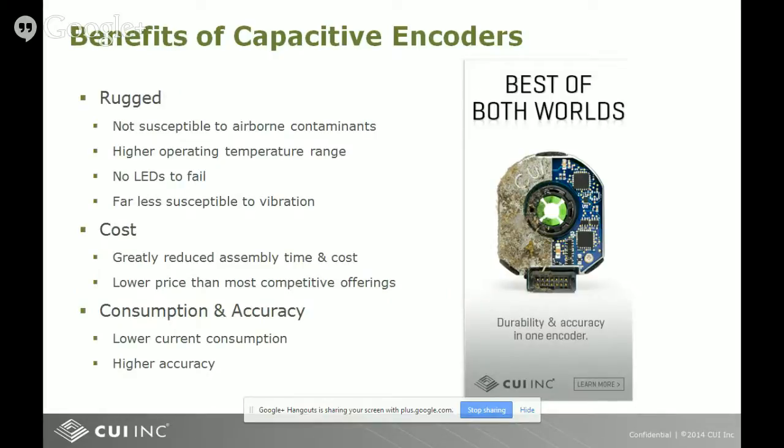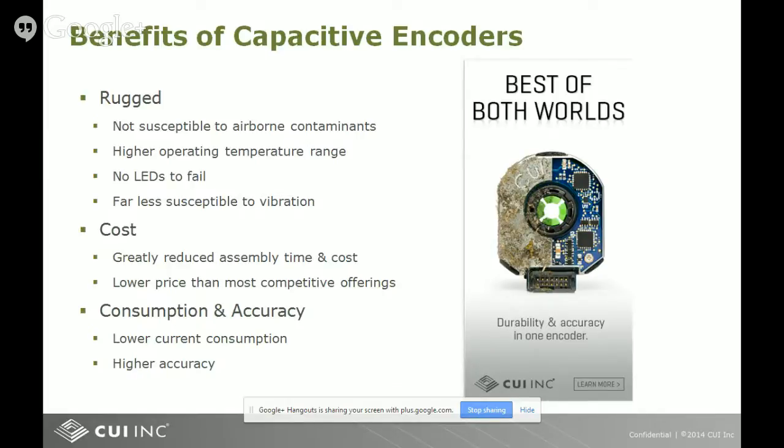Some of the benefits, and why we went with the capacitive encoder, was to really bridge the gap between magnetic and optical encoders. As you look at some of those design challenges, to meet them you get driven to either an optical encoder or a magnetic encoder, depending on what those design challenges are. What we've tried to do with the capacitive encoder is be the best of both worlds. So you get the performance in all environments, and you don't have to make sacrifices or design trade-offs.